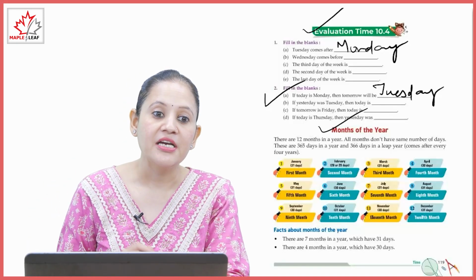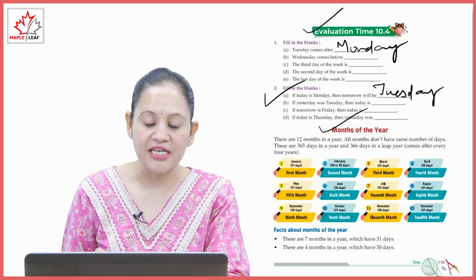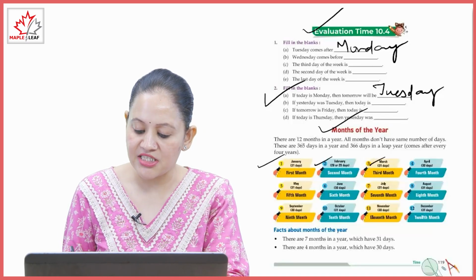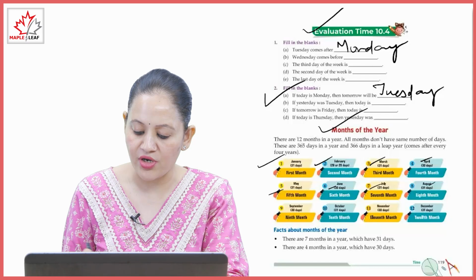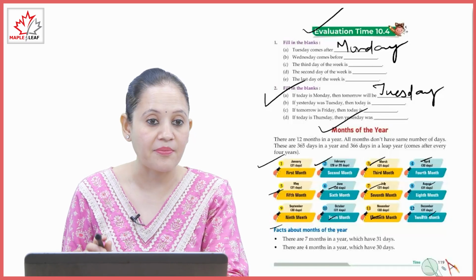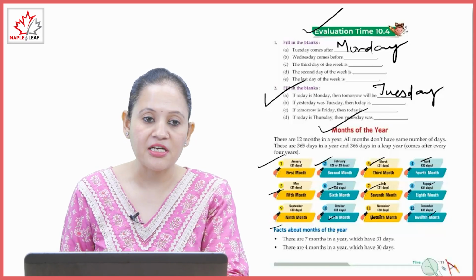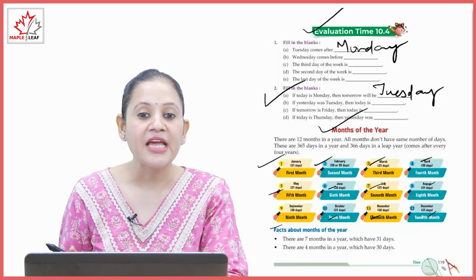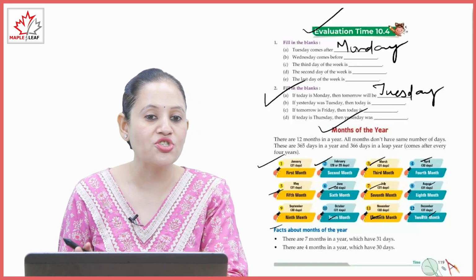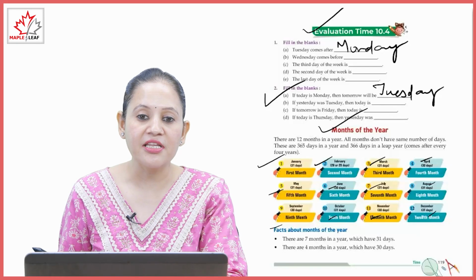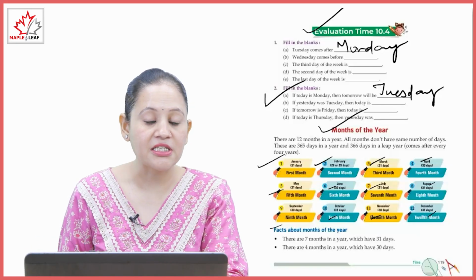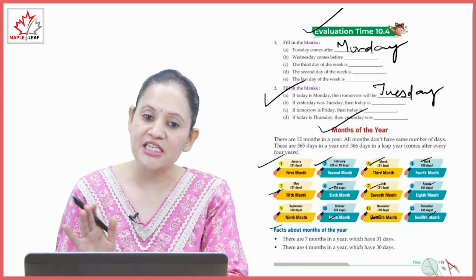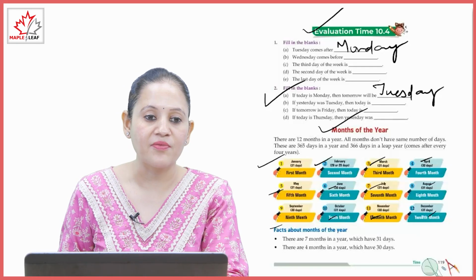So, 12 months, that are January, February, March, April, May, June, July, August, September, October, November and December. January has 31 days, February 28 or 29, March 31 days, April 30, May 31, June 30, July 31, August 31, September 30, October 31 days, November 30 and December 31 days.